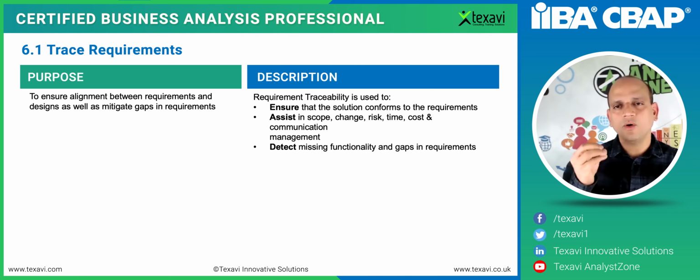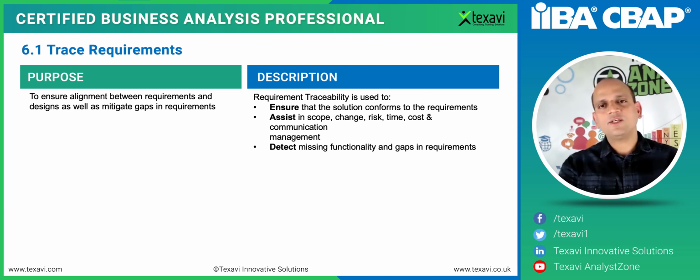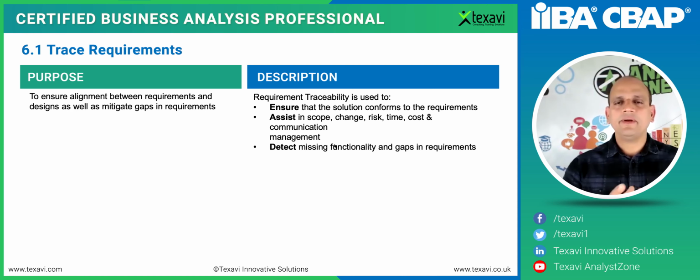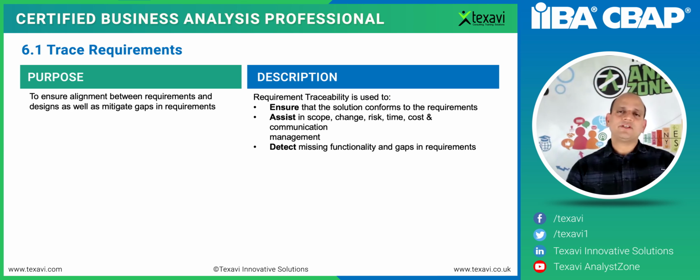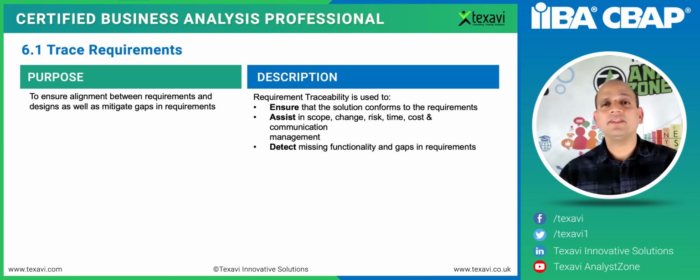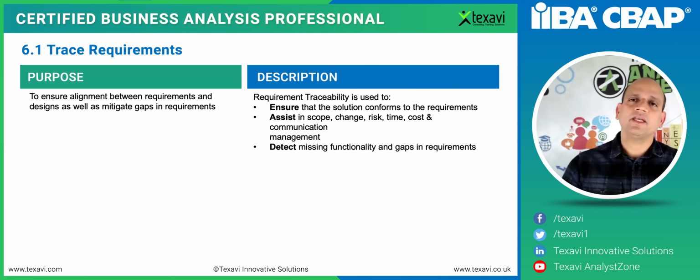So you need to make sure that all the tasks you do as part of your life cycle map back to something that is of value. And that would help you in defining the scope, in managing the changes, risks, time, cost, and communication, everything. Requirement traceability would really get you to that, and detect missing functionality and gaps in requirements. If you do not have a requirement that's mapped to the architecture, that means there is a gap. Something is missing, some requirement is not addressed in your solution, so you can go back and change it.